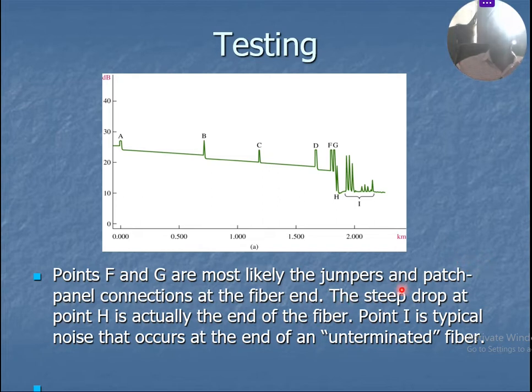Now let's take a look at points F and G, which are most likely jumper problems, because they are super close. These are jumper errors. We say C and D are coming from the system, while F is the jumper error. Remember, in the campus network we talked about the jumpers like the cabling. This is the jumper at the patch panel connection of the fiber end. So the drop in value is a result of the jumper and the patch panel. Then the steep drop at point H, look at H, all the way down to this place. H drops from here.